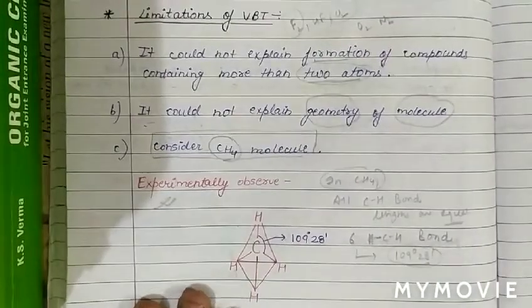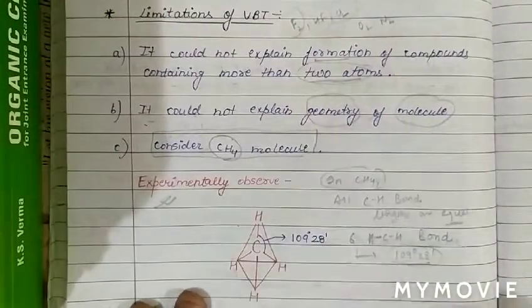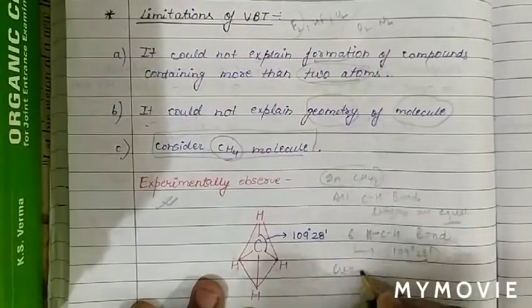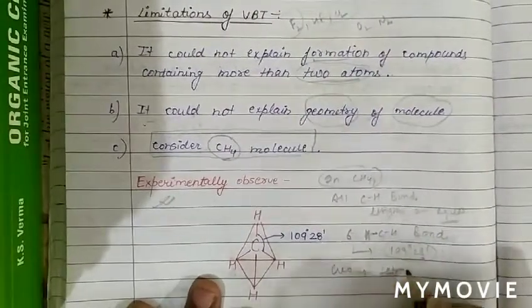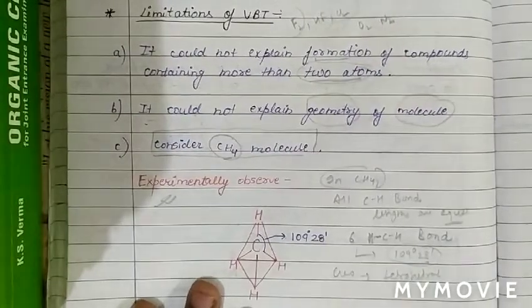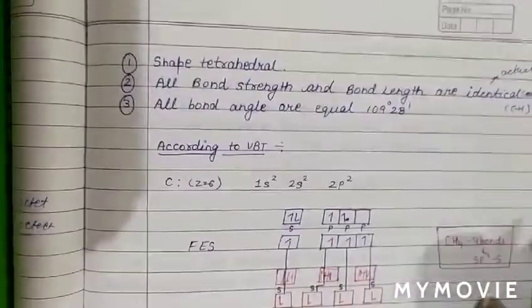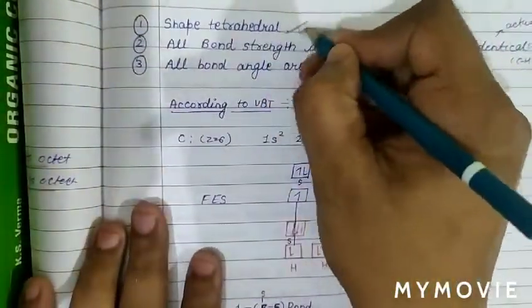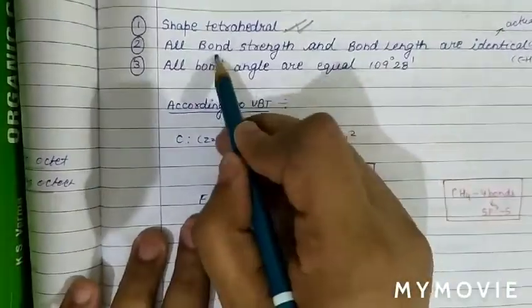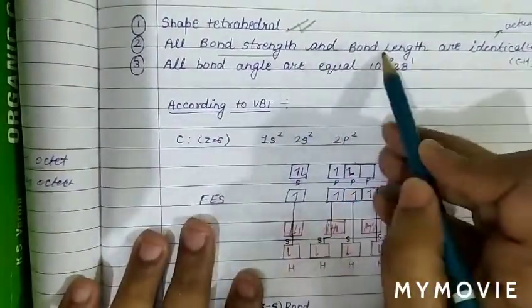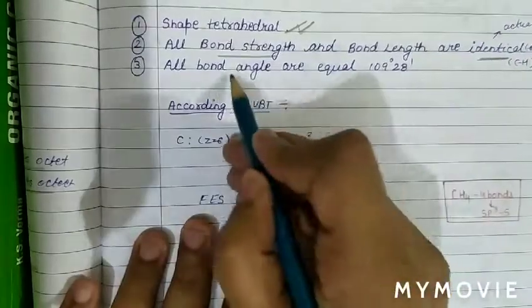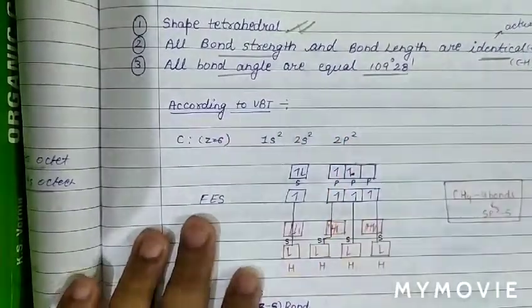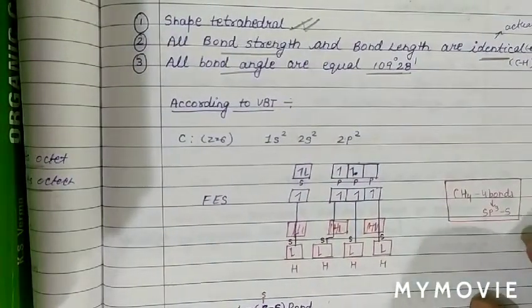Experimentally the geometry of CH4 is also tetrahedral. So experimentally, the shape of CH4 is tetrahedral, and all bond lengths and bond strengths are identical, and all bond angles are 109 degree 28 minutes in CH4.